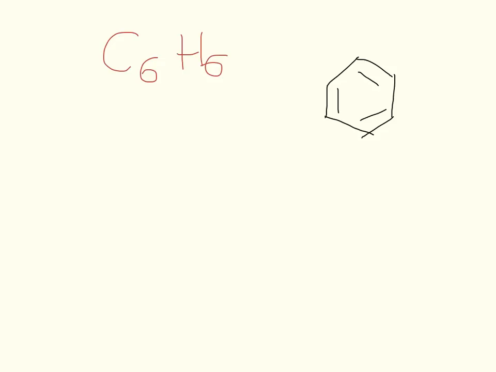Let's talk about the benzene molecule in this video. Benzene has a molecular formula C6H6, and it is a cyclic compound. So what does it look like? It looks like this. For now, let's just take it that way.